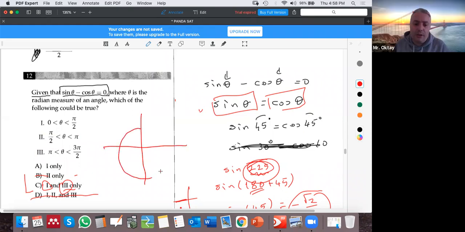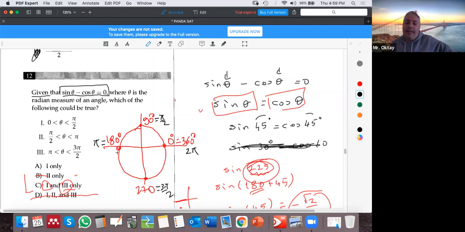This is a unit circle. Okay, this is now 0 degrees. This is now 90 degrees. This is now 180 degrees. This is now 270 degrees. When I turn, it's coming also 360 degrees. As a radian, this is pi over 2. As a radian, this is pi. As a radian, this is 3 pi over 2. As a radian, this is 2 pi. So I said that sine of theta minus cosine of theta is equal to 0 means sine of theta is equal to cosine of theta.